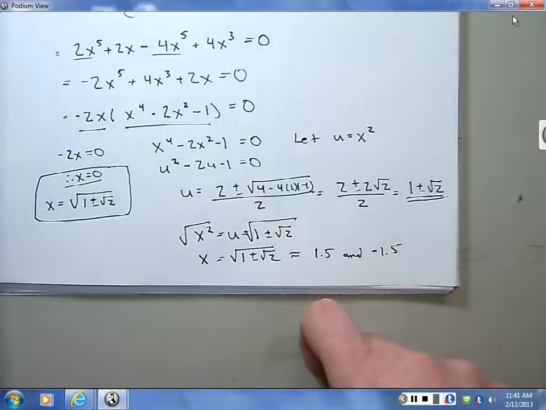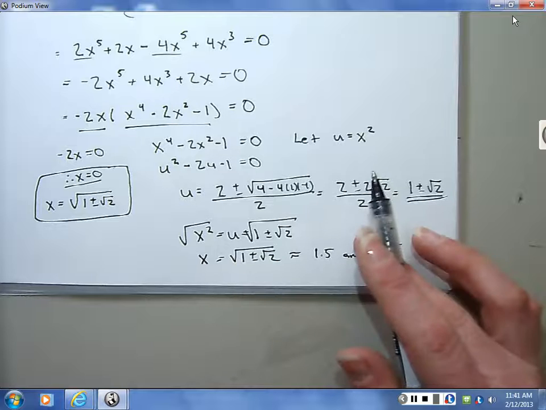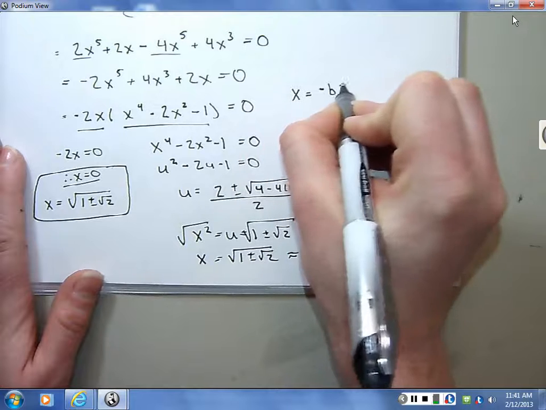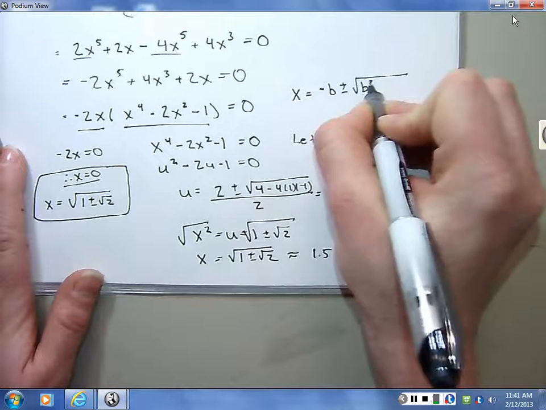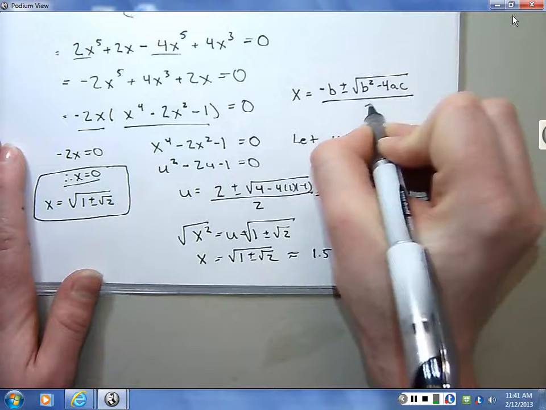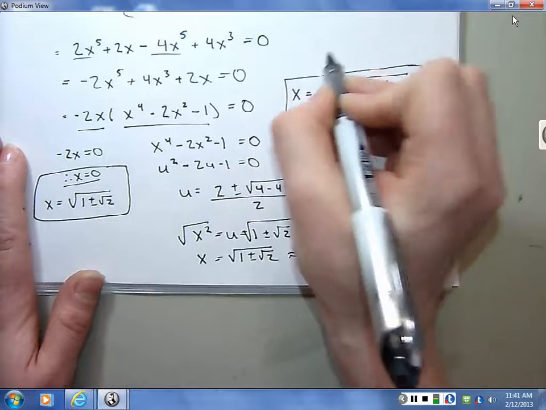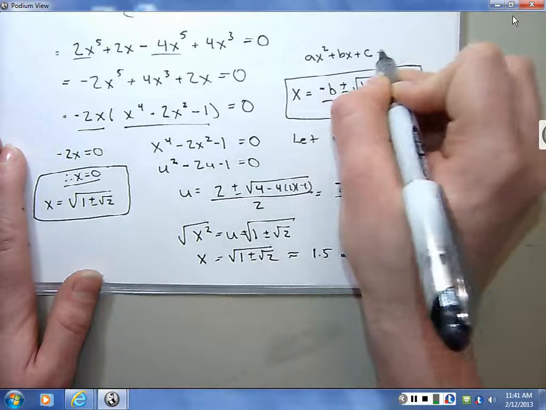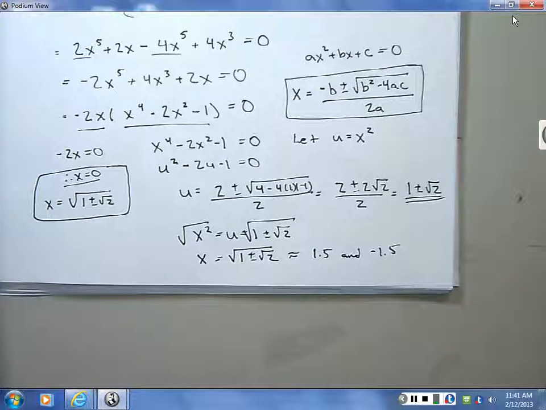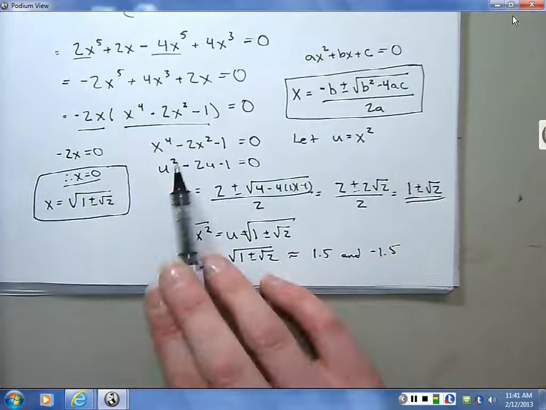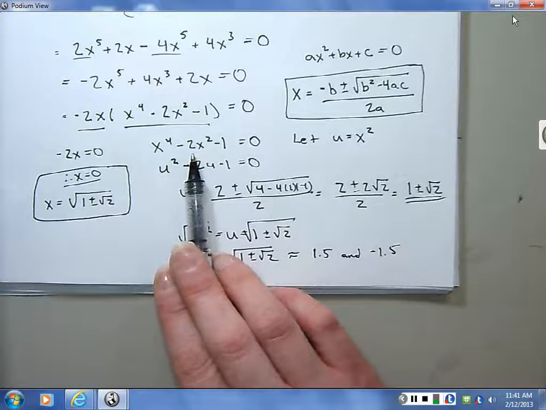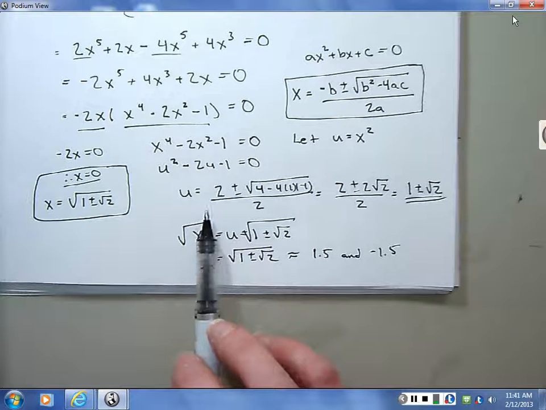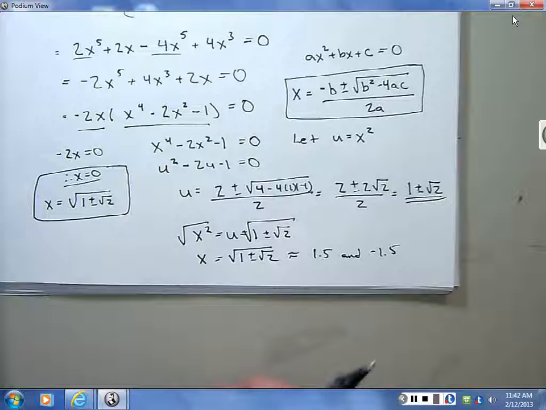Do me a favor, maybe right above the let u equals x squared, write the quadratic formula. So the quadratic formula is x equals negative b plus or minus the square root of b squared minus 4ac, all over 2a. And this solves any quadratic of the form ax squared plus bx plus c equals 0, and that will give you the solutions to the quadratic equation. So the trick here is to identify that this is quadratic in form, meaning I can make this a u substitution, solve for u, and then once I have u, just take the square root of that to find x.